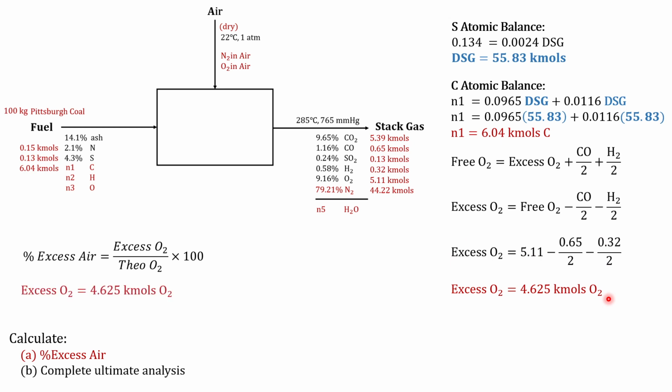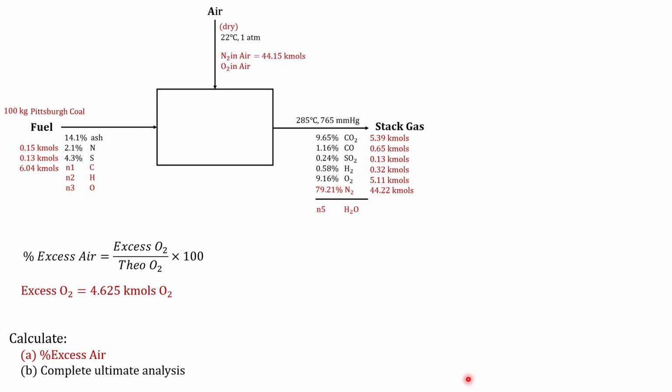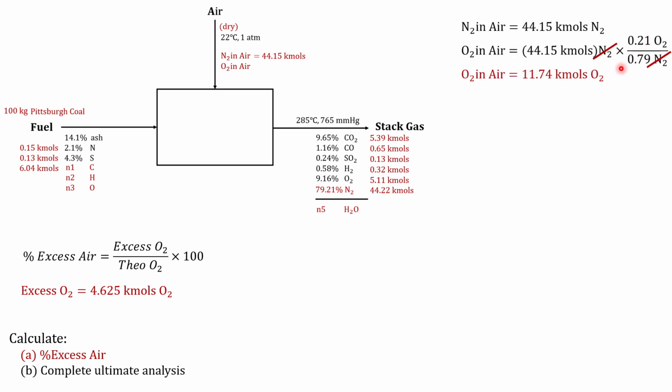Then, we can solve for our N2 in air by using this following equation, that the nitrogen in DSG is equal to the nitrogen in fuel and the air. And so this gives us 44.15 kmoles of nitrogen in air. And by using that value, we can obtain the O2 in air through the ratio. And so we have 11.74 kmoles of O2 in air.